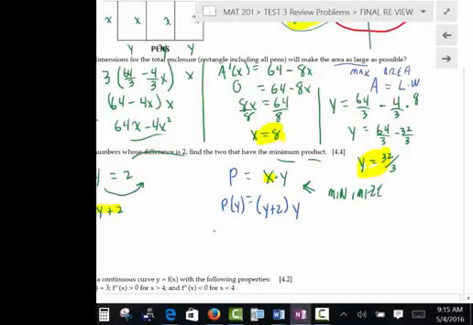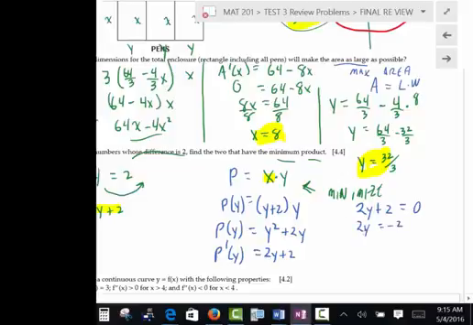Go ahead and multiply it out. So P of y equals y squared plus 2y. Now you want to do your derivative. P prime of y is going to be equal to 2y plus 2. Then what do we do? Critical point time. Find a critical point, set it to 0, and solve the equation. That's 2y equals -2. Divide both sides by 2. That gives y equals -1. So that would be what one of the numbers is.